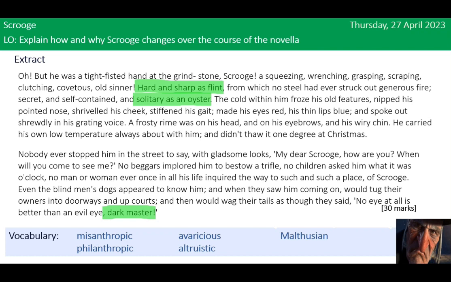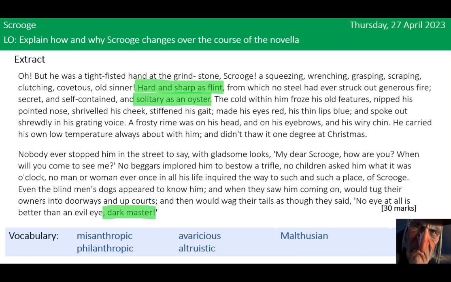When will you come to see me?" No beggars implored him to bestow a trifle. No children asked him what it was o'clock. No man or woman ever once in all his life inquired the way to such and such a place of Scrooge. Even the blind men's dogs appeared to know him, and when they saw him coming on, would tug their owners into doorways and up courts, and then would wag their tails as though they said, "No eye at all is better than an evil-eyed dark master."